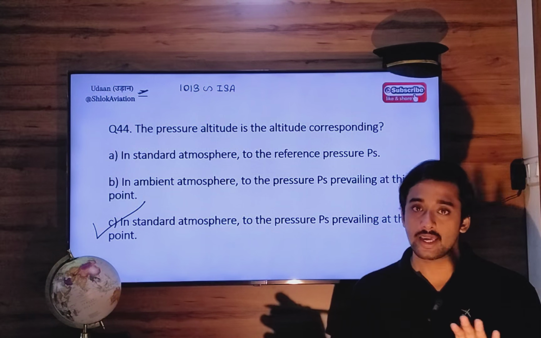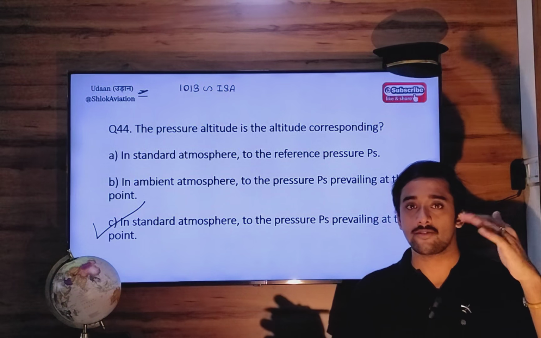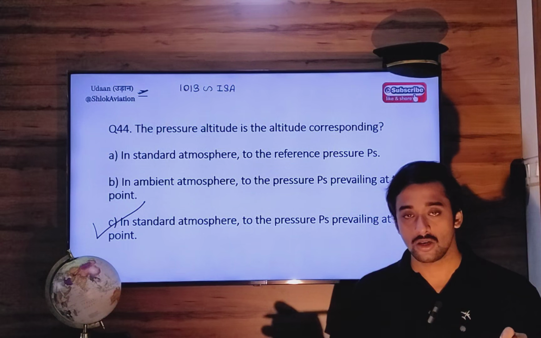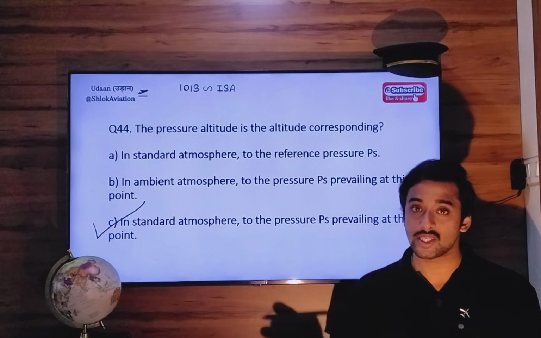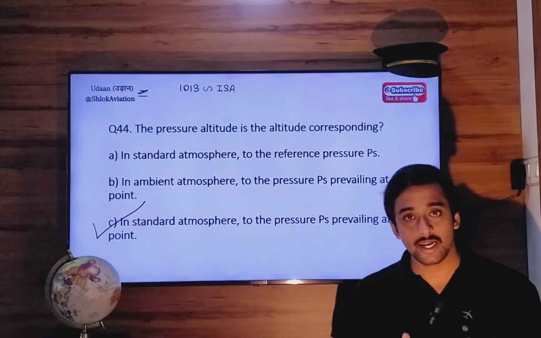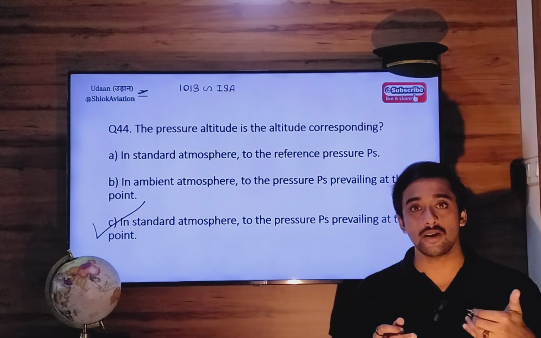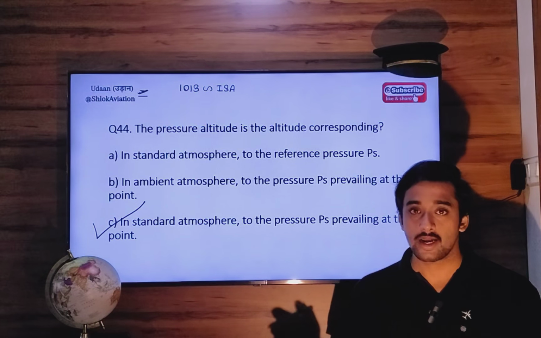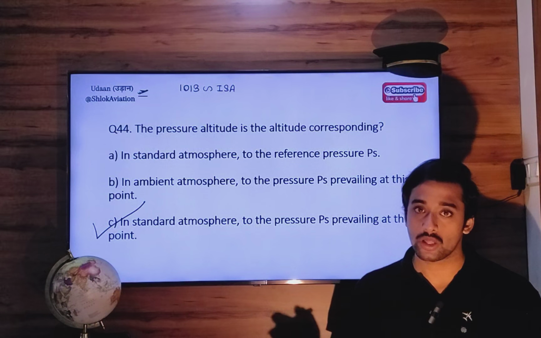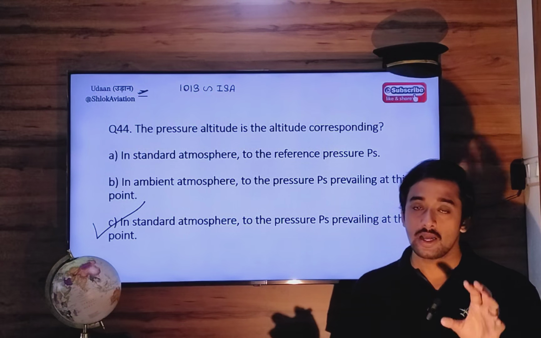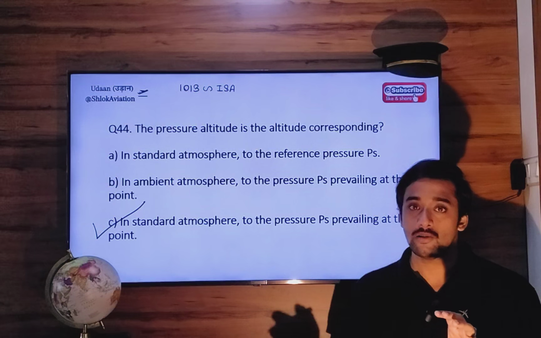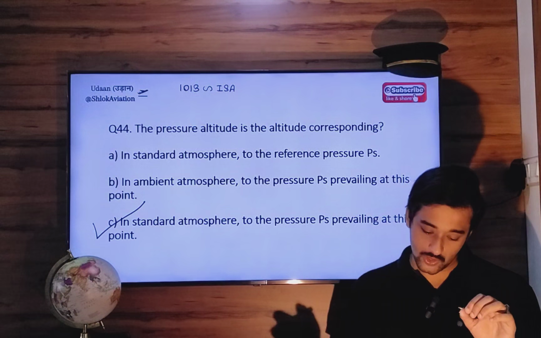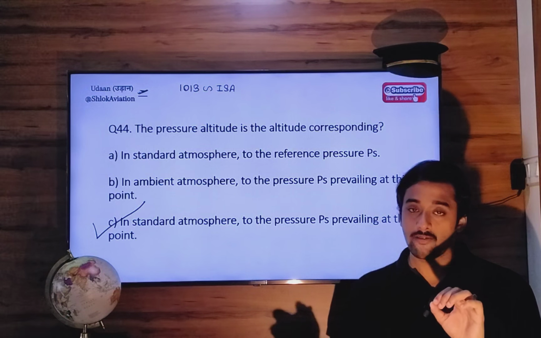So you accept you're not flying in ISA conditions, but still you may be flying at 5,000 feet in that warm air mass. Now when you change your local altimeter setting from QNH to a standard pressure setting 1013, the pressure altitude indicated by your altimeter will be different from the previous altitude that it was indicating with QNH in its pressure setting window, right? So whatever vertical distance it shows with 1013 in the pressure setting window, that pressure altitude is with respect to standard atmosphere, okay, to the pressure prevailing at this point.